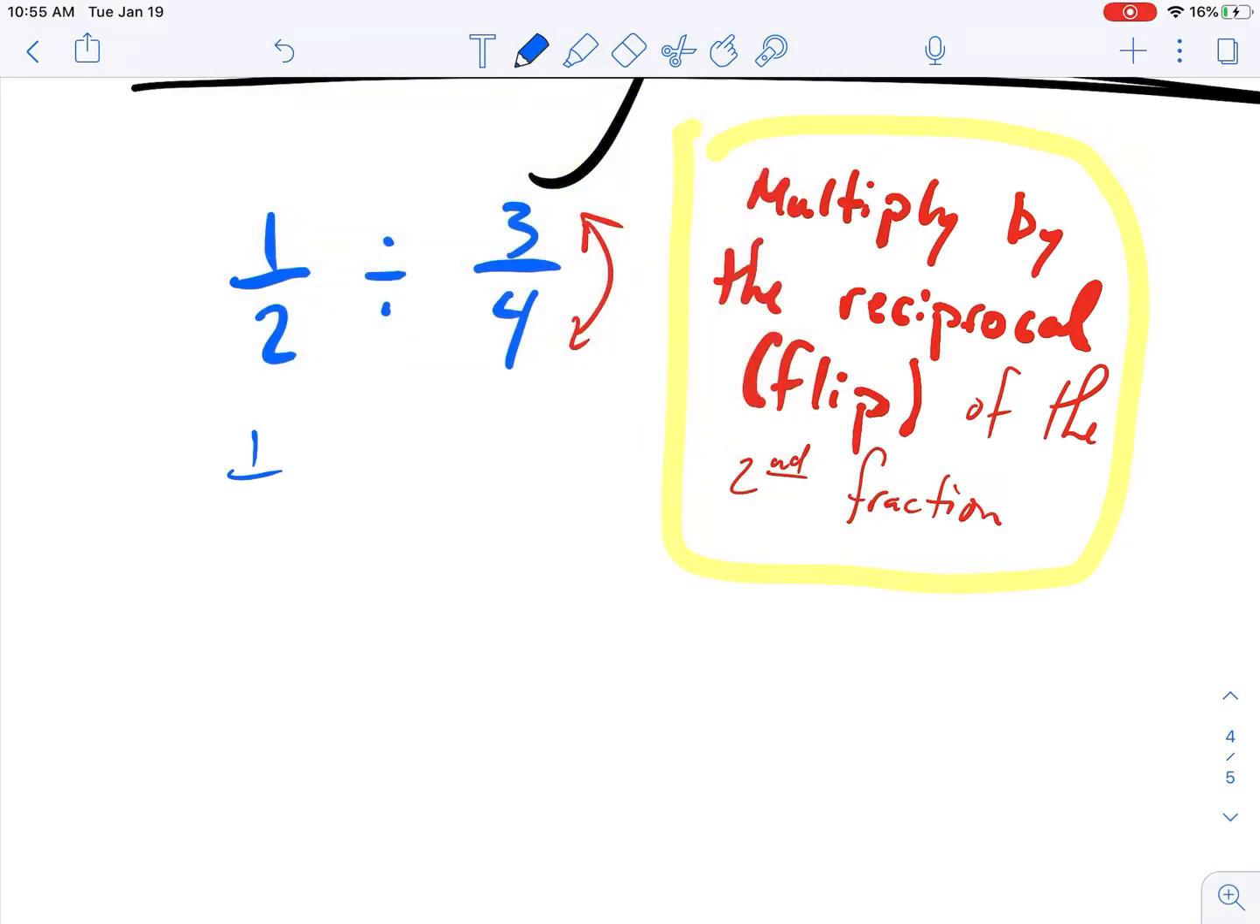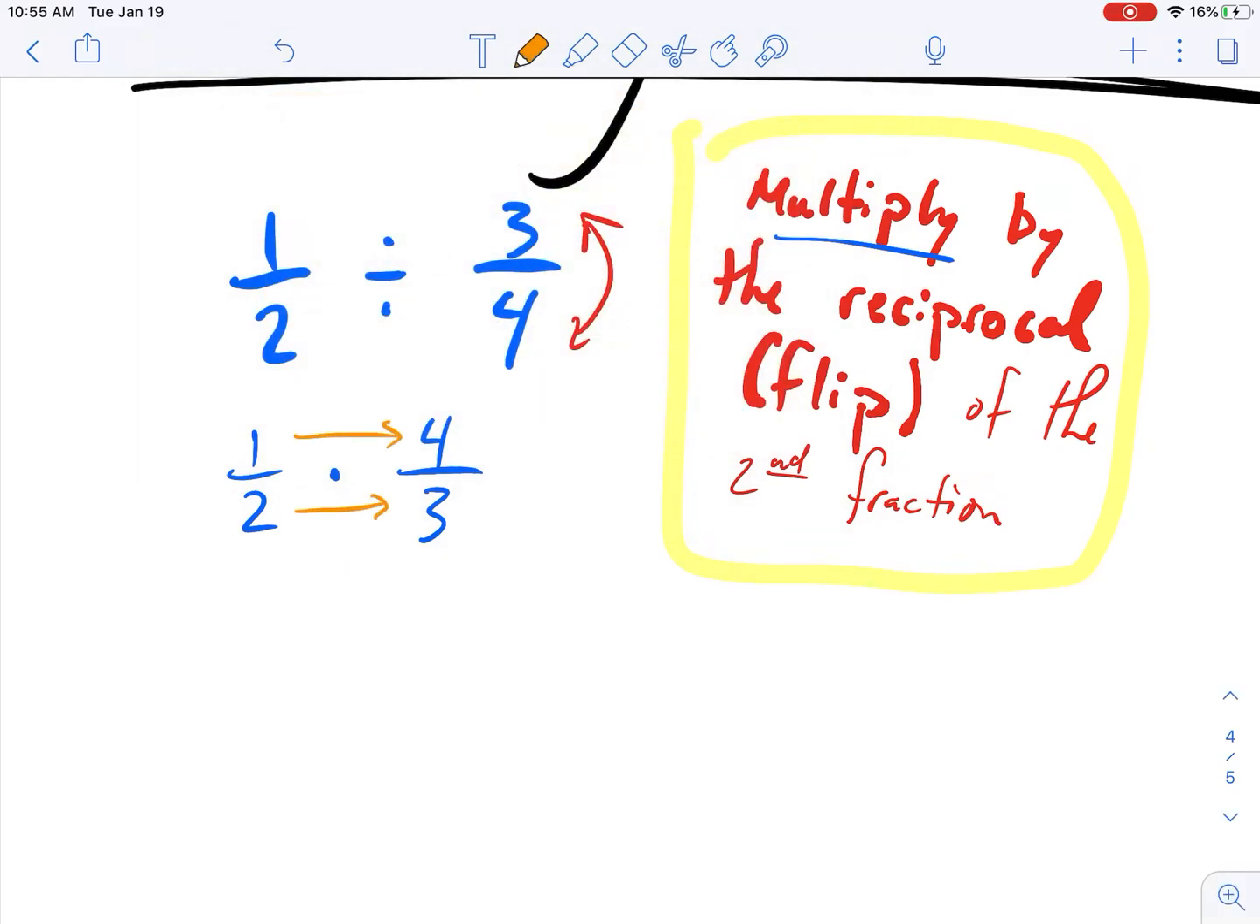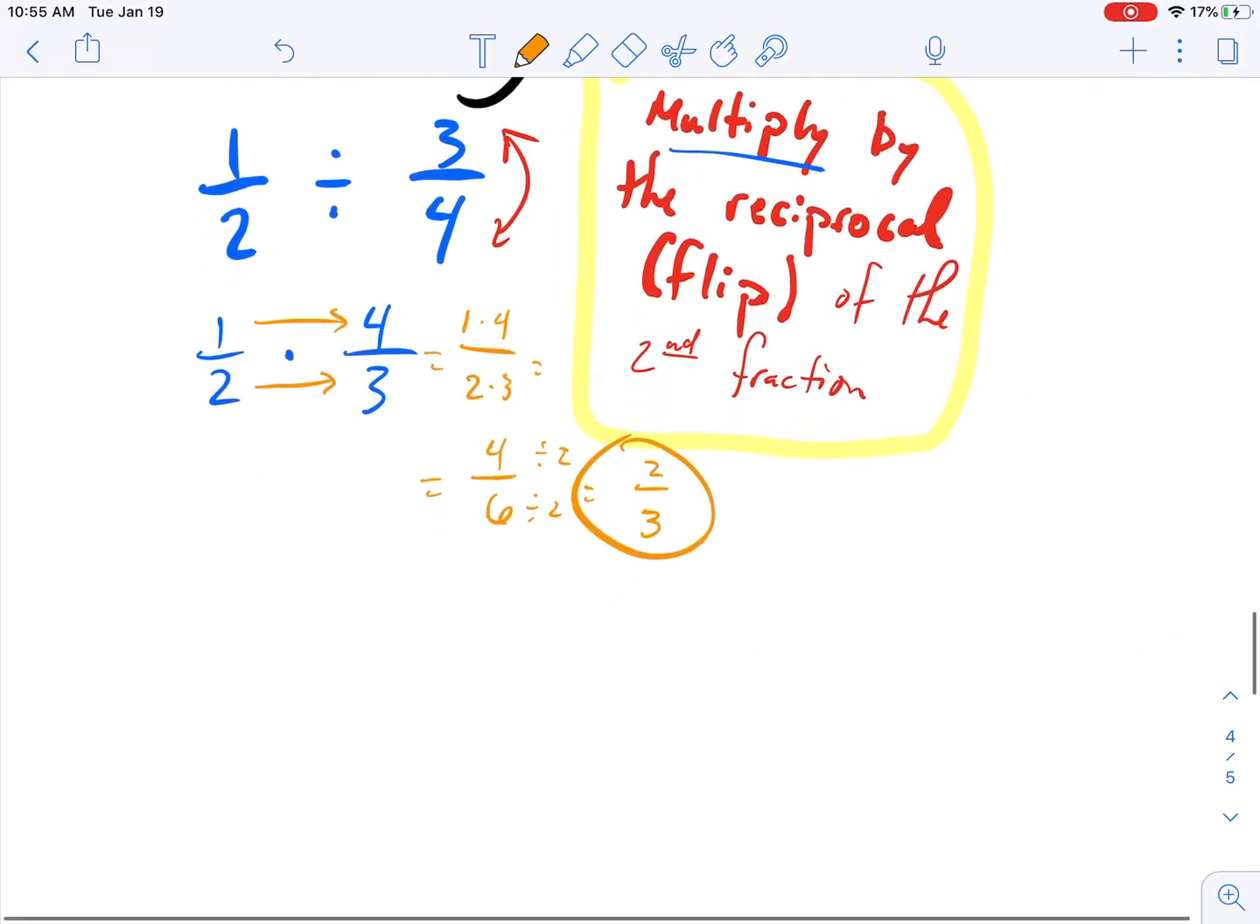This is the step. So what this turns into is 1/2 times, so instead of divide, we times because we're multiplying by the reciprocal, meaning the flip of the second fraction. So if we flip 3/4, it becomes 4/3. And remember, when we multiply, we just go straight across. So we have 1 times 4 and 2 times 3. So our answer is going to be 4/6, and then you can simplify, and you get 2/3, and that's your answer. Okay, so you just multiply by the reciprocal.